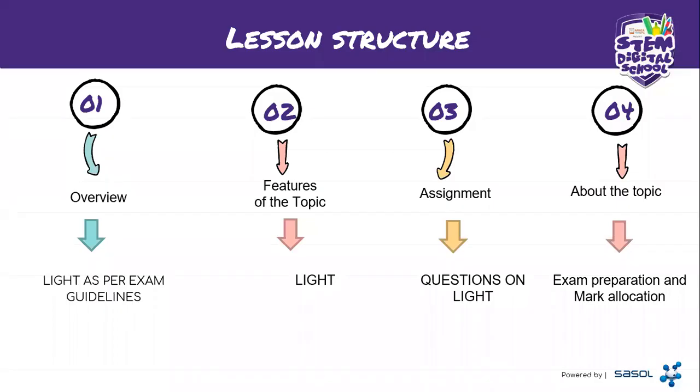The overview of the lesson structure is that we are going to first look at what you are required to know in terms of light as per the examination guidelines. And then in the features of the topic, we will be learning about light, and we will be doing a question from previous examination papers on light, and as well, I will give you more tips in terms of preparing for this section for your examination, as well as the mark allocation. So my dear learners, let us shoot straight into our lesson.